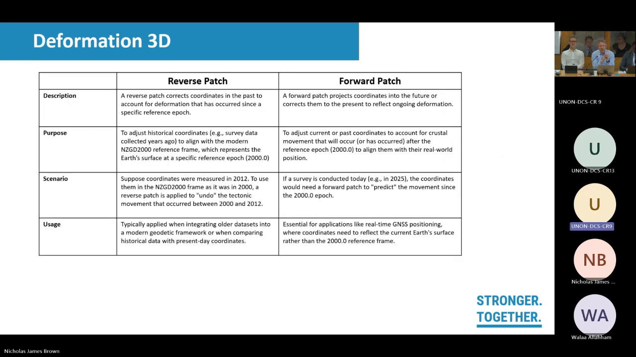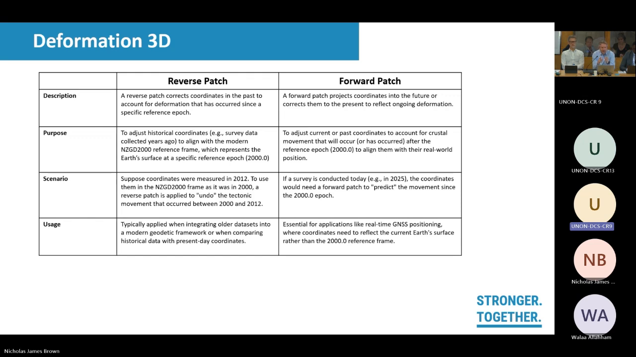And they have two ways of doing it. I'm not going to go through the details, but the descriptions are in here for your information. They have something called a reverse patch and they have a forward patch. And the reason for that is because the reverse patch allows people to correct coordinates from the past and account for deformation that's occurred since a specific time. Whereas the forward patch projects coordinates into the future or corrects them from the past to the present to reflect the ongoing deformation. So some people want to know exactly where the coordinate set is now, and other people want to know where was that coordinate at a different point in time.